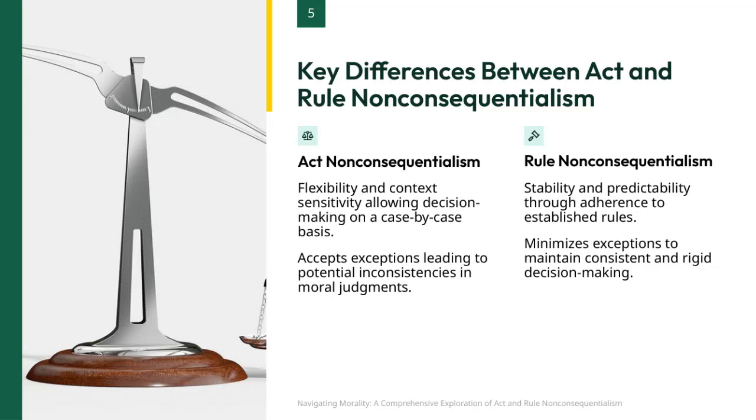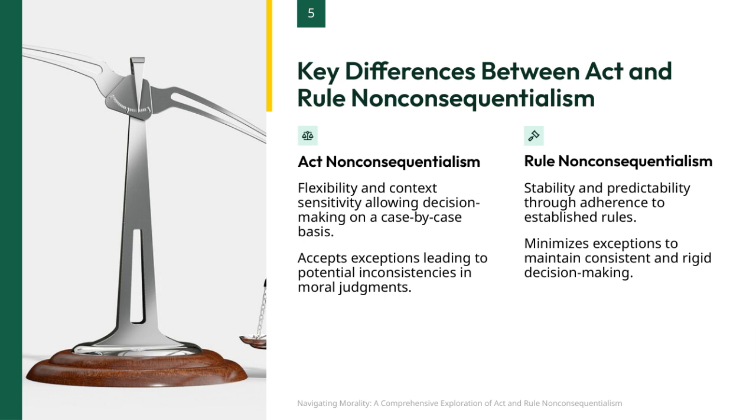Here we have the key differences between act and rule non-consequentialism, illustrated clearly to help us understand their distinct approaches. Starting with act non-consequentialism, this perspective emphasizes flexibility. It allows decision-making on a case-by-case basis, taking into account the specific context of each situation. This means that exceptions are accepted, which can sometimes lead to inconsistencies in moral judgments. The balance scale icon here symbolizes this weighing of individual circumstances.